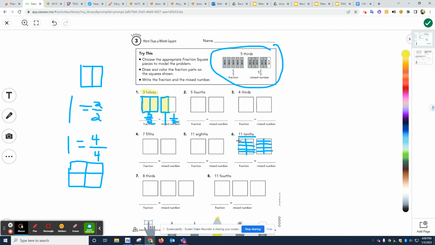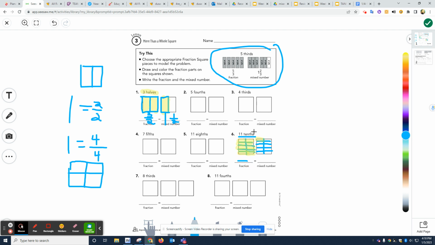So I need to shade 11 tenths. I like using the highlighter, because I don't trace over everything. There's 1/10, 2/10, 3/10, 4/10, 5/10, 6/10, 7/10, 8/10, 9/10, 10/10. I need one more tenth. That'll make 11/10.